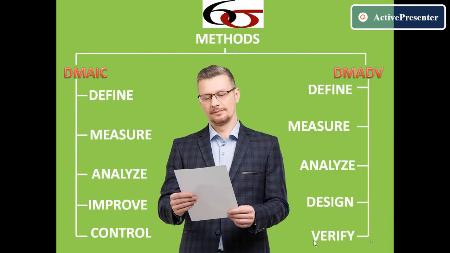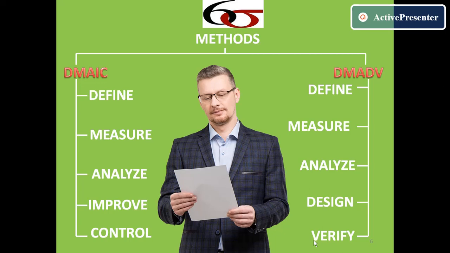In Six Sigma, there are two methods: DMAIC and DMADV. DMAIC is the abbreviation for define, measure, analyze, improve, and control. And DMADV is the abbreviation for define, measure, analyze, design, and verify. Using both these methods of Six Sigma, the organization can achieve 99.9% highest quality product, the production rate also increases, and customer loyalty is at its best.